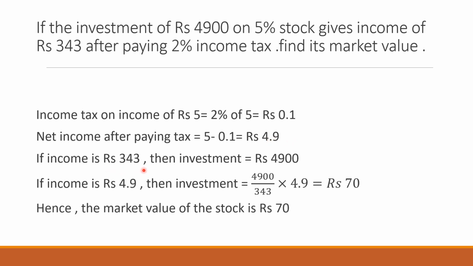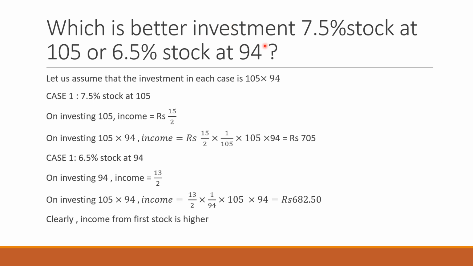Now if income is 343, then investment is 4900. If income is 4.9, then investment will be 4900 upon 343 multiplied by 4.9, which gives you rupees 70. This means the market value of the stock is rupees 70. So the investment which you have made of 4900 here, 5% stock, you purchased that stock for rupees 70. This is the question.